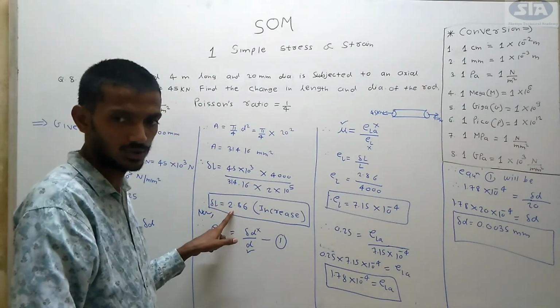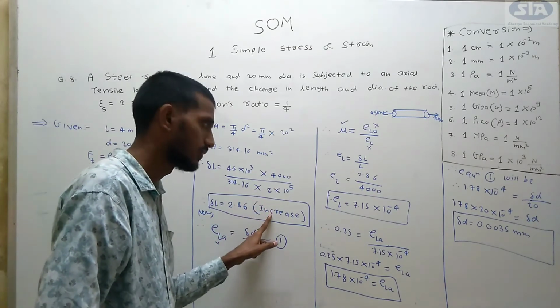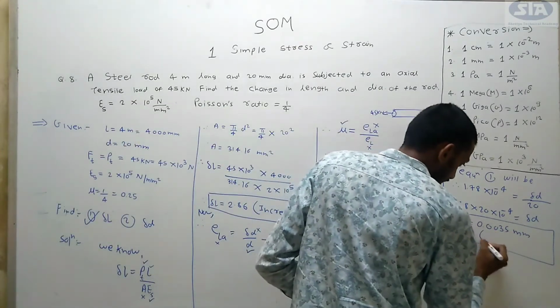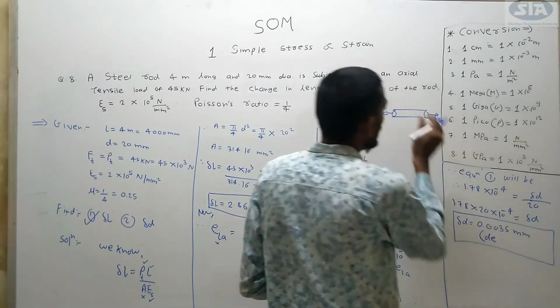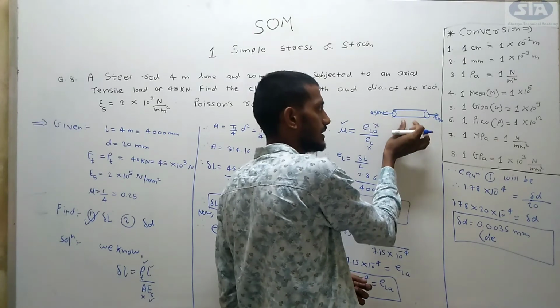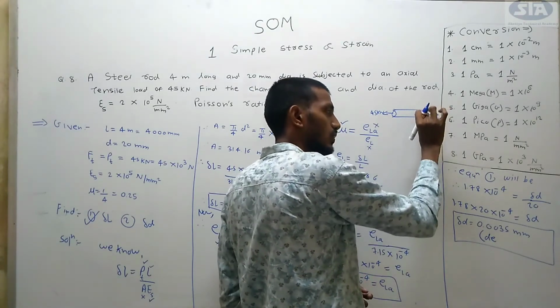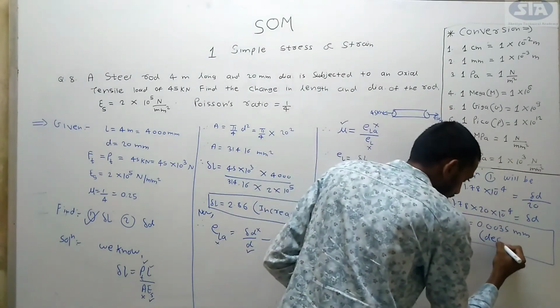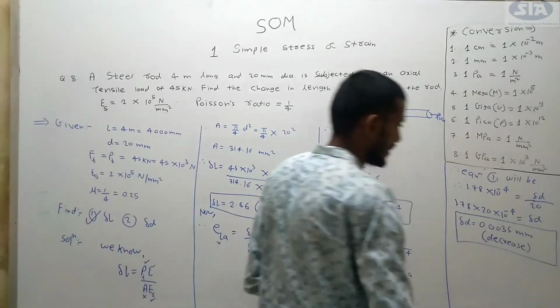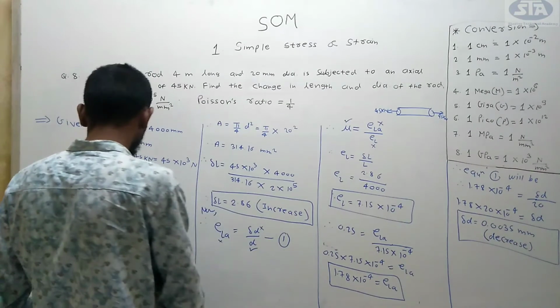When we get the answer 2.86, in brackets we have written increases, and for the change in diameter we have written decreases, because once we apply tensile force on the circular rod, its length will increase and its diameter will decrease. Therefore, the reason is decrease. Hence, our second approach is also complete.